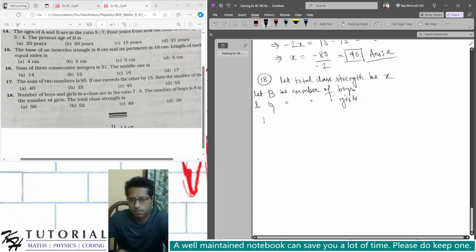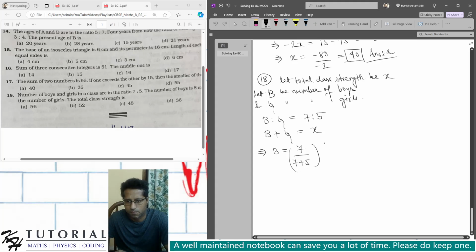Now we know that it is given boys is to girls, the ratio is 7:5, and we also know that B plus G, that is the sum of the boys and girls, is equal to X. From this fact, we can say that B is equal to 7, that is the part of the ratio that corresponds to B, 7 by the sum of the parts, that is 7 by 7 plus 5, multiplied by the sum of B and G, and we can say G will be equal to 5 by 7 plus 5 multiplied by X.